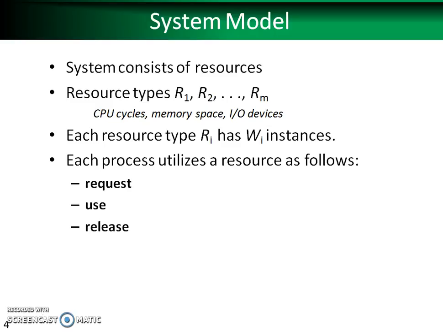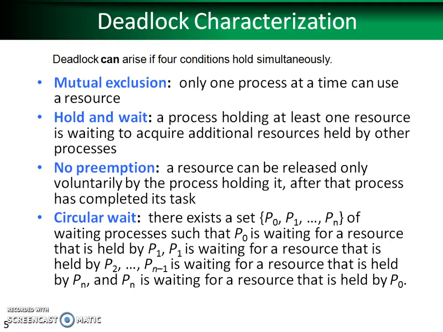Each process utilizes a resource as follows. If I need to use a resource, first I need to have the resource. So in order to have the resource, I need to request it. Once I request the resource, then I can use it. After use, I cannot hold it. After use, I'll have to release it no matter what, so that the other process can use it. So there are three steps: request, use and release.